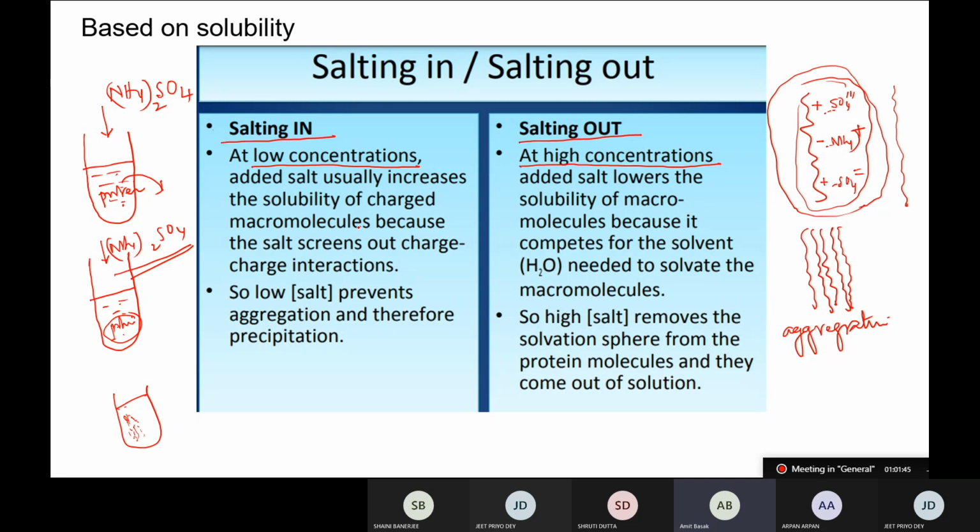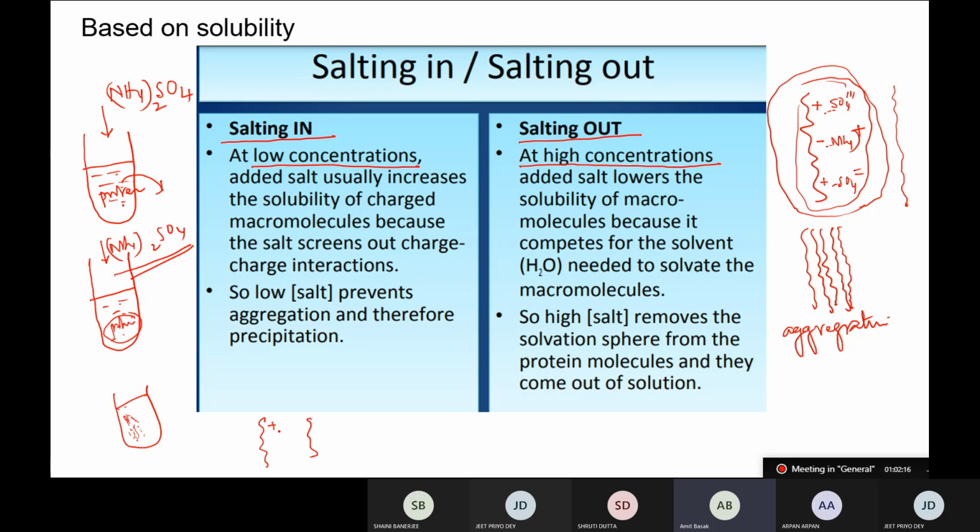So at low concentration, I can repeat what is written here: the added salt usually increases the solubility of charged macromolecules because the salt screens out the charge-charge interactions. That means if you don't have the sulfate ions or the ammonium ions, the protein strand will be like this.